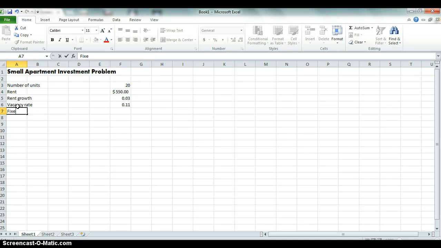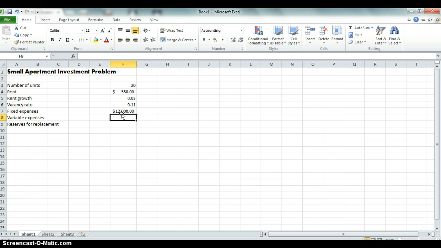So we have fixed expenses, variable expenses, and replacement expenses, which we're gonna call reserves for replacement. Fixed expenses, we will assume $12,000. Variable expenses, $22,000. And reserve for replacement, $10,000.